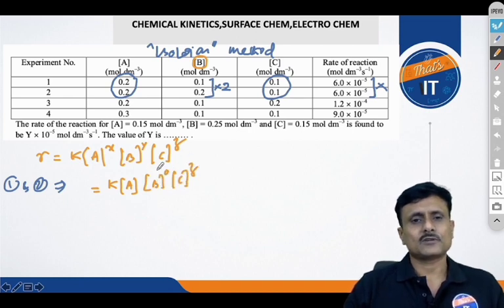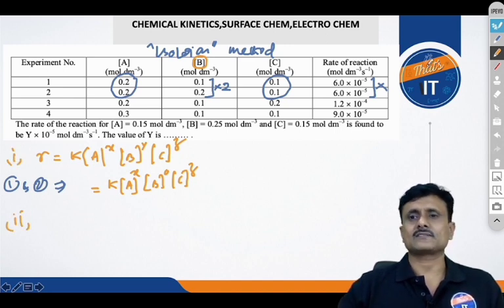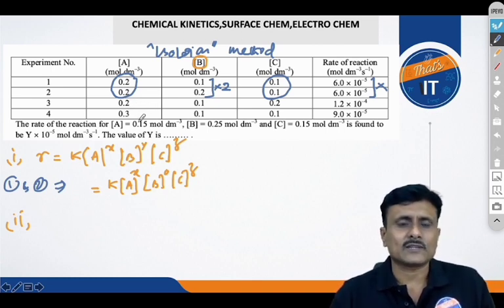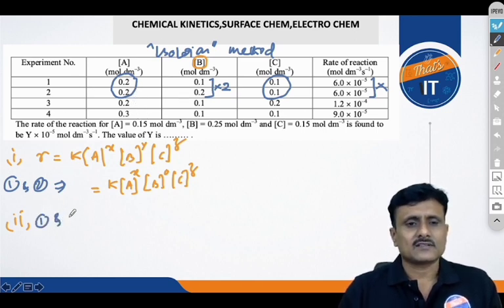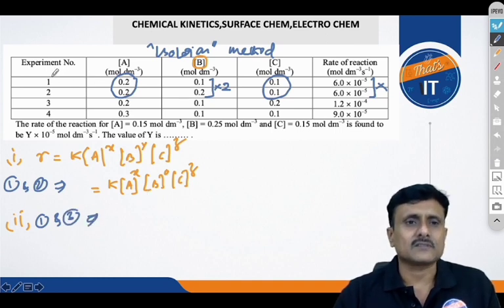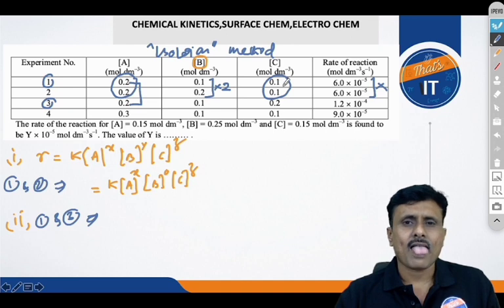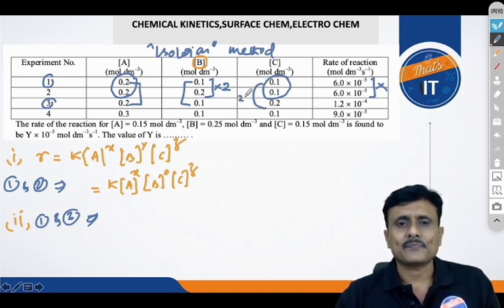Alright. So, we got one answer. This is your first step. Next, second step. Every time I am going to do that, right? So, this time I am going to keep the first and third constant. You can see experiment 1 and experiment 3. I am keeping A as well as B constant in the first and third. Then the concentration of C is increased 2 folds, then the rate increased by 2 folds.